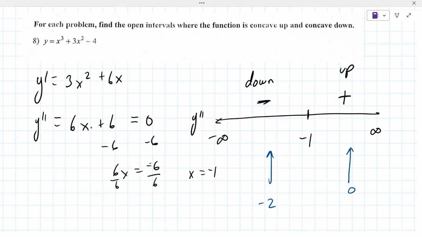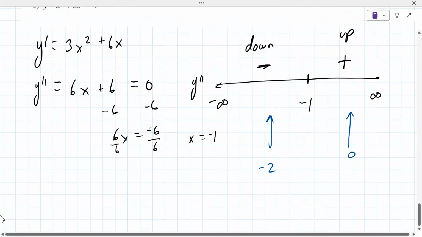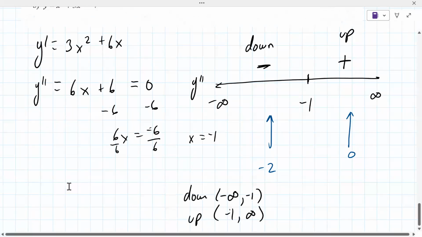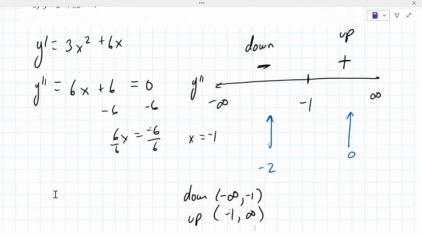So your final answer is typically presented where you say, okay, it's concave down from -infinity to -1, and concave up from -1 to infinity. Yeah, you can't leave this up to interpretation. You have to be very direct. Hmm. You're right, that was a good refresher because we haven't done that in a while. Excellent.